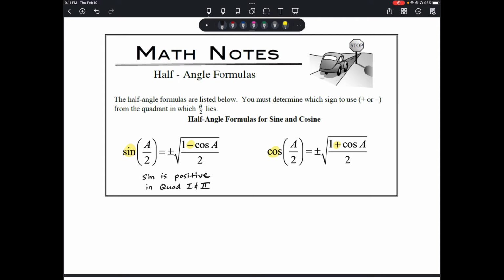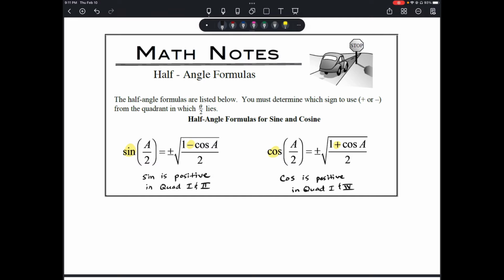And then for our cosine formula, figure out whatever our angle is, right? Our cosine is positive in quadrants 1 and 4. So it's just something to keep in mind as you're working through the problems today.